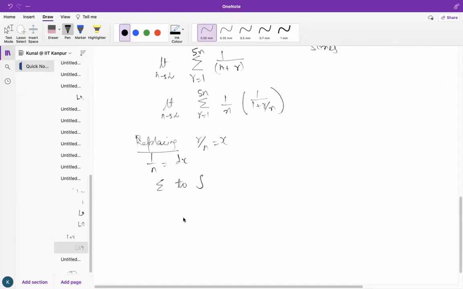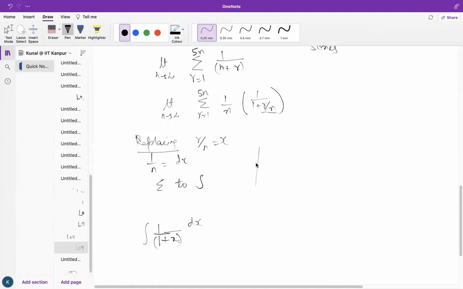So let's do that. We get integration of 1 by 1 plus r by n, which will be 1 by 1 plus x, and 1 by n as dx. What I did here is I just replaced r by n with x, and 1 by n with dx.